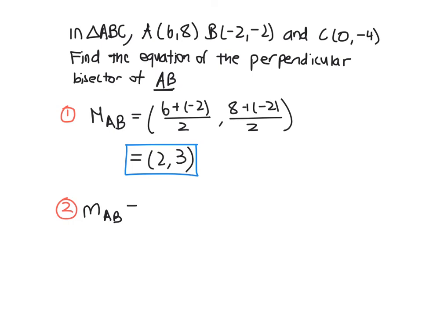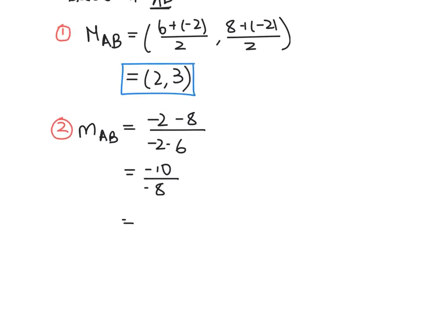My second step is to find the slope of AB, because next I'm going to have to do that negative reciprocal. So change in y over change in x, so that we get negative 10 over negative 8, which we can simplify to positive 5 over 4 because we have that double negative. And this takes us to step 3, which is finding that perpendicular slope, which is going to be the negative reciprocal. So we change the sign from positive to negative, and we flip our fraction. And I'm going to be using this to find my equation as well.